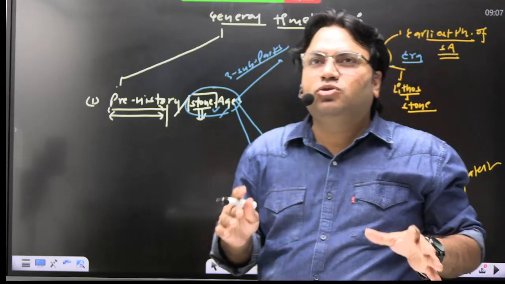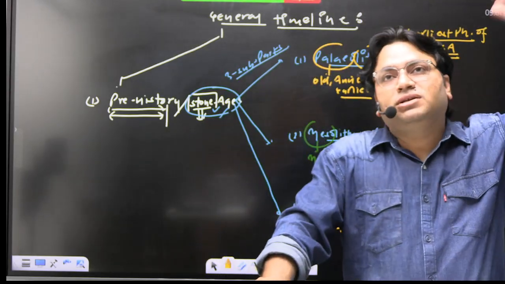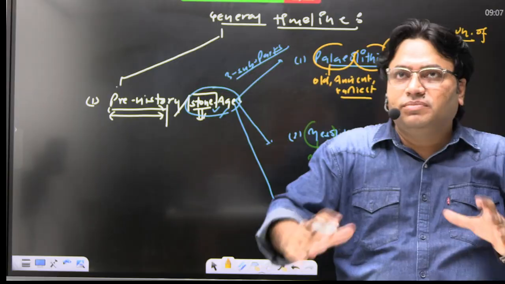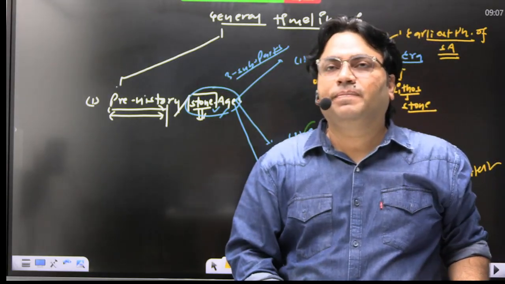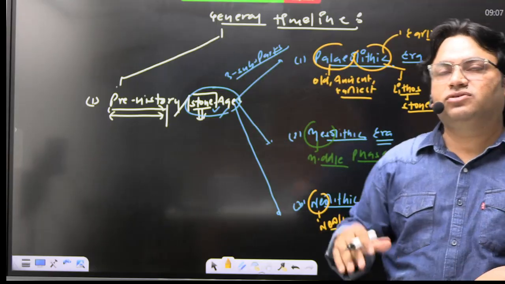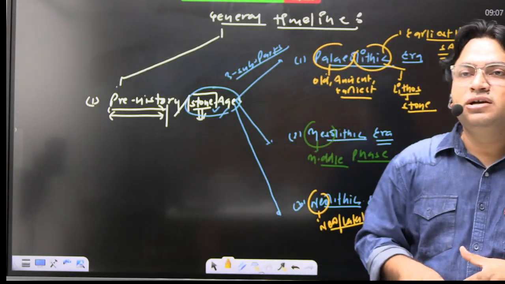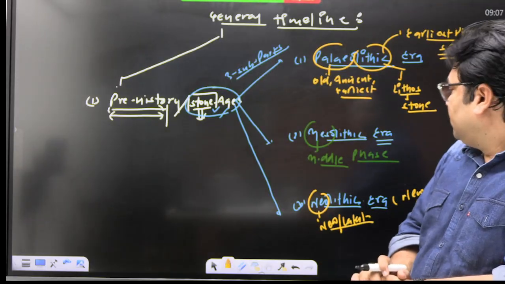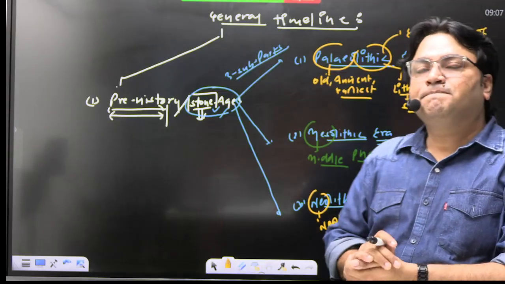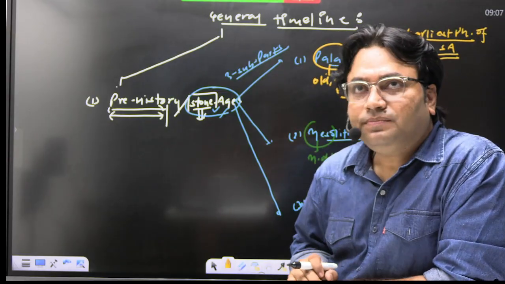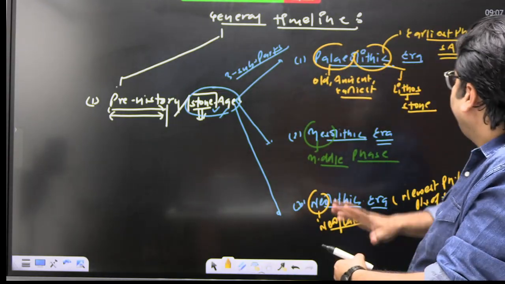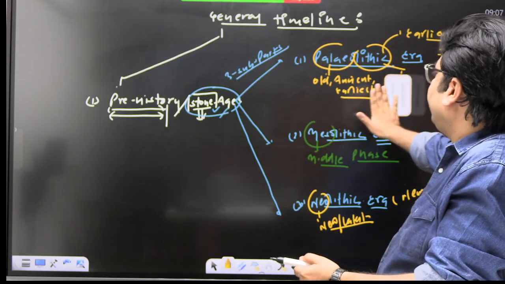So यह कहानी बहुत simple है. Paleolithic, oldest, earliest. Mesolithic, in between. And Neolithic is the latest phase of cultural development. That is Neolithic. So this is Paleolithic, Mesolithic, and Neolithic. Are you understanding this? Now we need to study the time period.